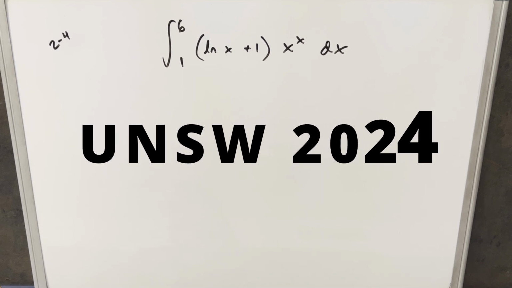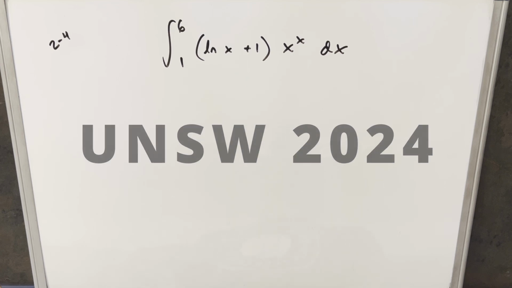Okay, continuing to work on the UNSW 2024 Integration Bee. I've skipped all the way to round 2, problem 4. We have the integral from 1 to 6, (natural log x plus 1) times x to the x dx.